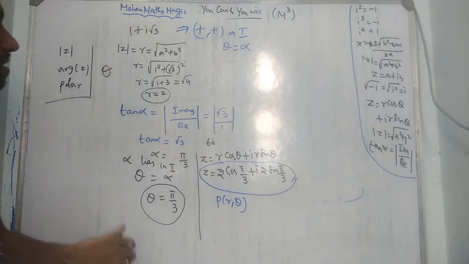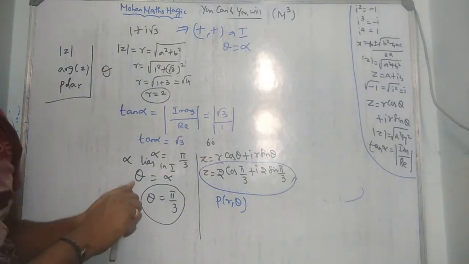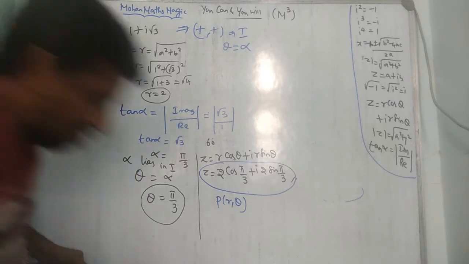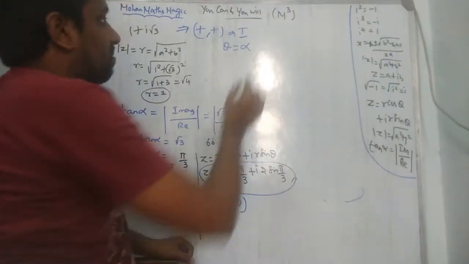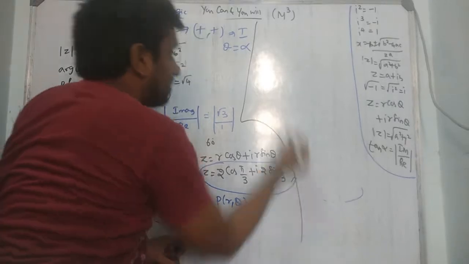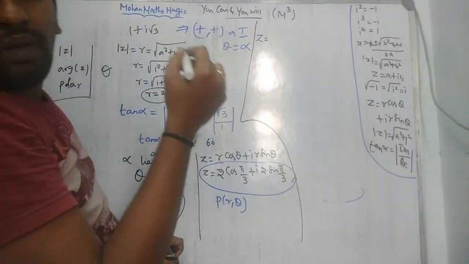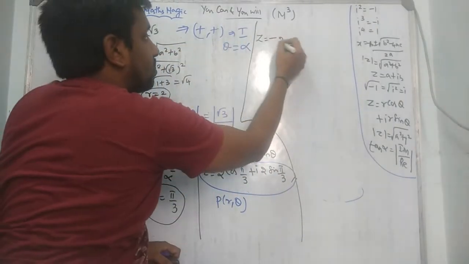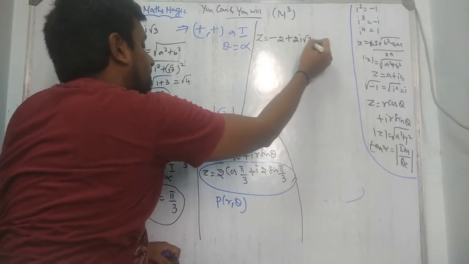So second sum, I will take minus 2 plus 2i root 3. These are all reference book sums. You can also take sums from your textbook and do them. So first one, represent in the polar form z equal to minus 2 plus 2i root 3. So step number 1.